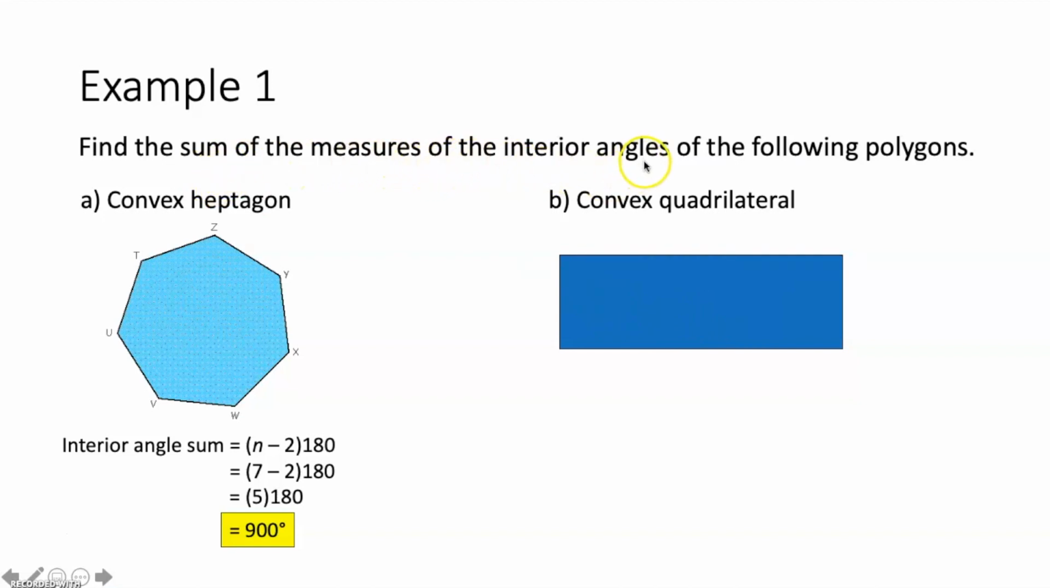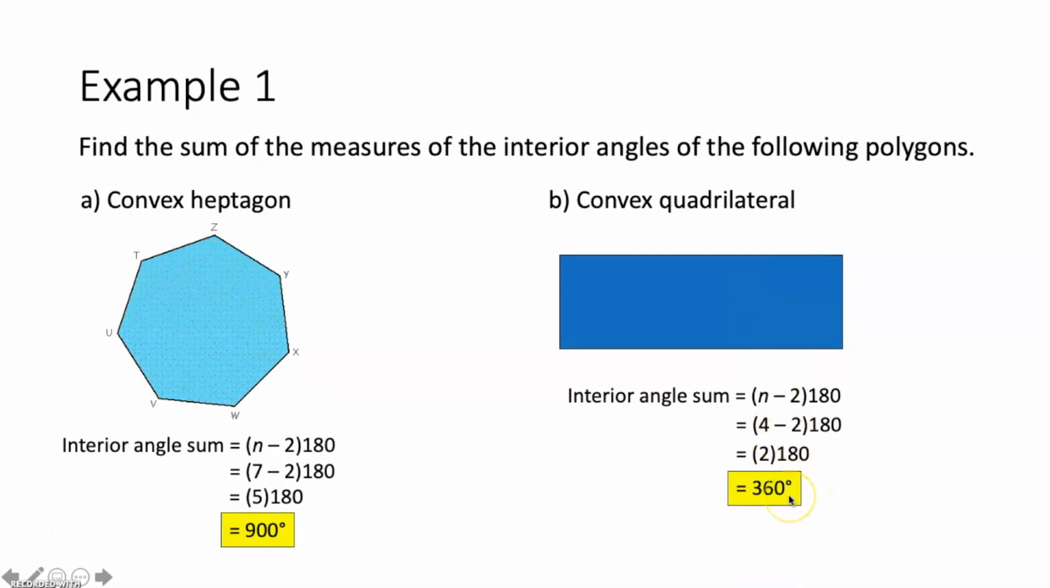So the Polygon Interior Angle Sum Theorem says the formula (n minus 2) times 180 should give me the sum of the interior angle measures of this polygon. So what do I plug in for n? n is the number of sides. Here we have a quadrilateral. It's a four-sided figure. So I'm going to plug in 4 for n. What's 4 minus 2? That's 2. 2 times 180 is 360 degrees.